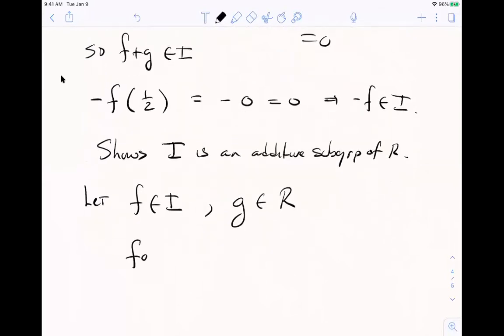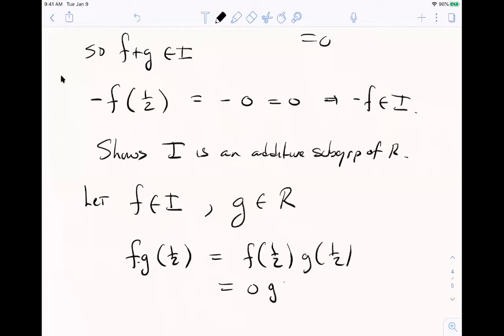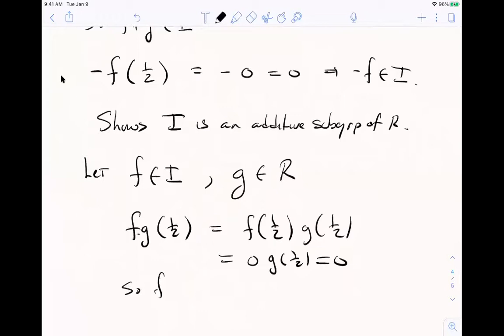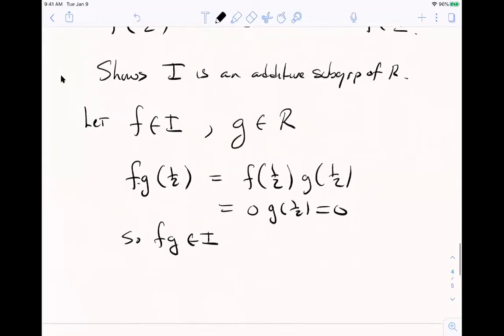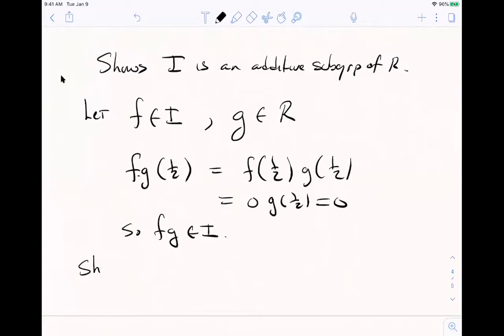Okay, well, to get into I, you have to send 1/2 to 0. So let's look at it. This isn't function composition. This is pointwise multiplication. So it's f of 1/2 times g of 1/2. And that's 0 times, well, I don't care because 0 times anything is 0. So that shows that fg is in I. To keep the video short, I'm going to say you show that gf is in I the same way. If you do, I is an ideal.